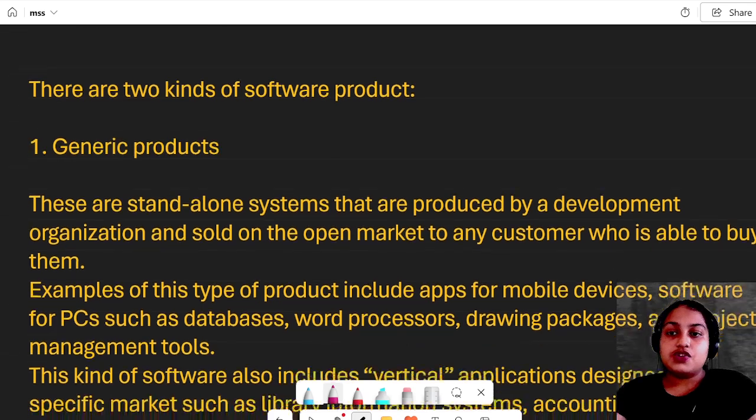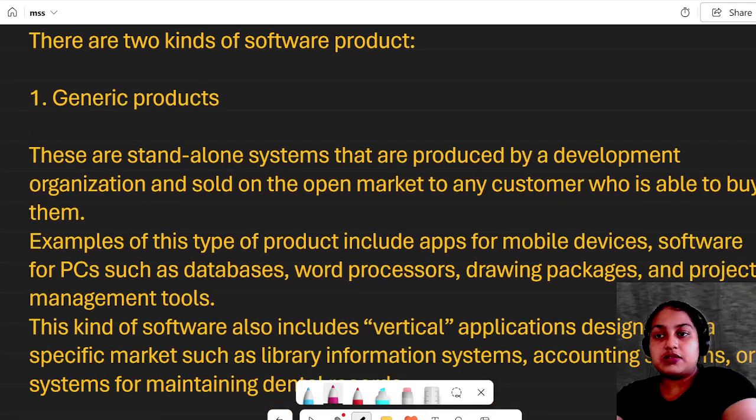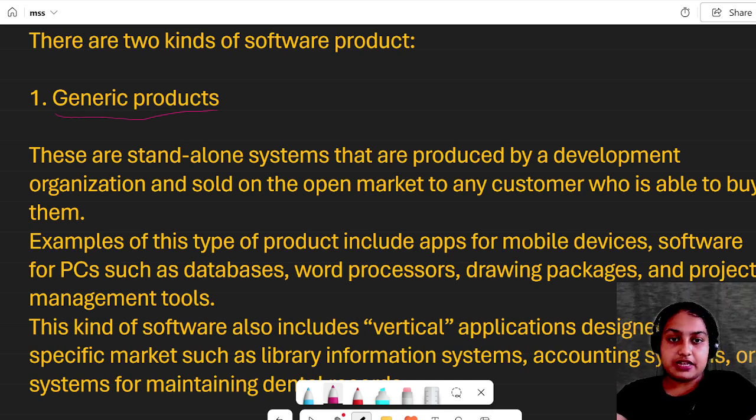Okay. So in generic product, generic means, from the word itself, it is somewhat more generalized. These are standalone systems that are produced by a development organization and sold on the open market to any customer who is able to buy them. They are produced with standardized features and sold in the open market, and any customer can buy them.